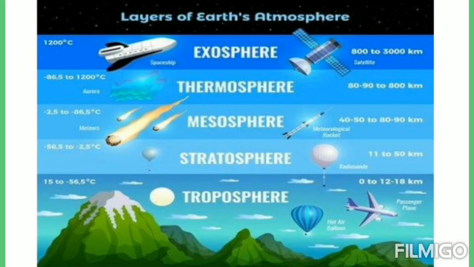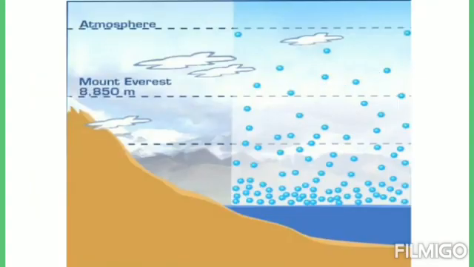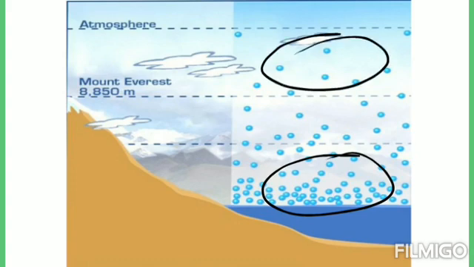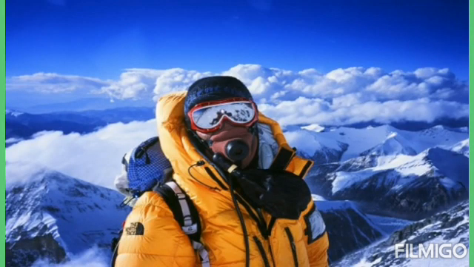It is troposphere, stratosphere, mesosphere, thermosphere and exosphere. In this picture, you can clearly see that here the air molecules are much denser, whereas when you move upwards, the air molecules become lesser. This means that as you move upwards, the air pressure decreases. Due to this reason, mountaineers carry oxygen cylinders with them.